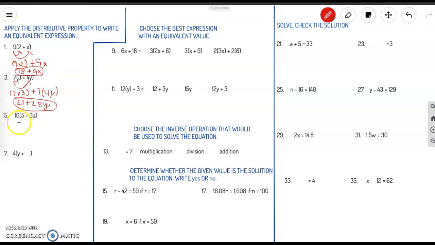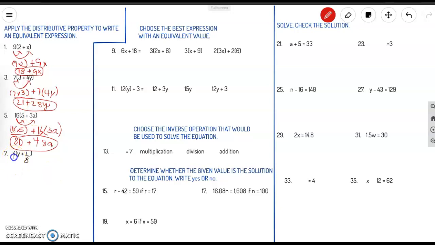Moving on to number 5, same steps. 16 times 5 plus 16 times 3a. Let's write that out. And remember, the parentheses is just telling us to multiply. Okay? So 16 times 5 is 80. Plus 16 times 3a. Again, multiplying the like terms. 16 times 3 gives us 48. We put our variable there, giving us 80 plus 48a as the equivalent expression of this.